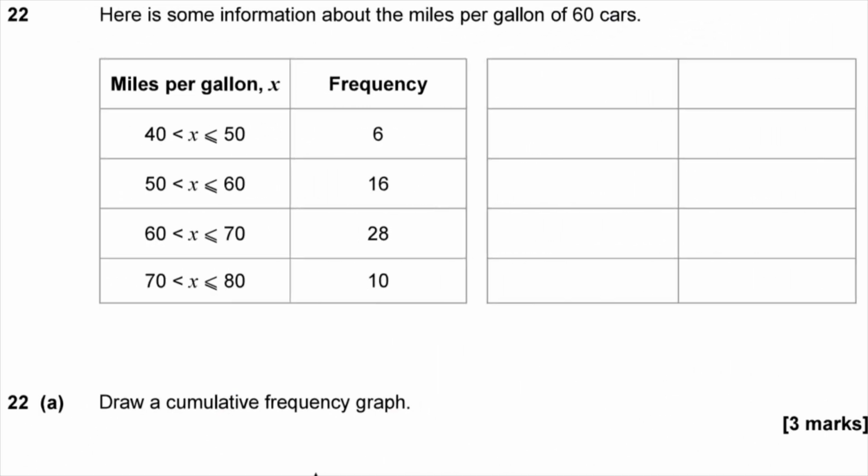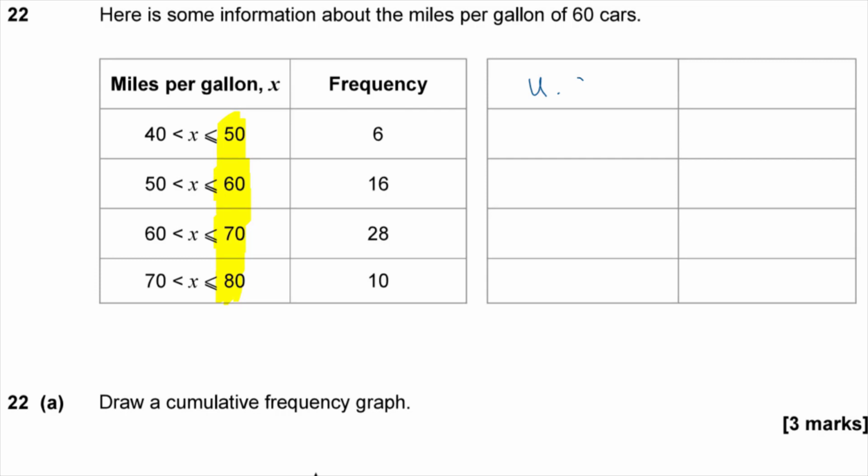Question 22. Here is some information about the miles per gallon of 60 cars. And we've been given the miles per gallon and the frequency in the group frequency table, and we've been asked to draw a cumulative frequency graph. Now when we draw a cumulative frequency graph, we are plotting upper class boundary, which is these ones, against cumulative frequency. So let's just use this table here to work that out.